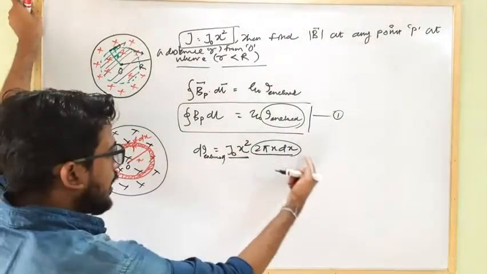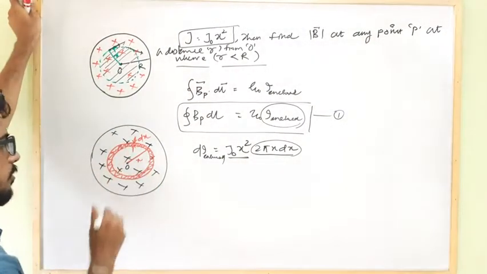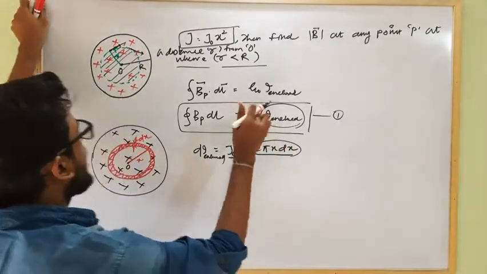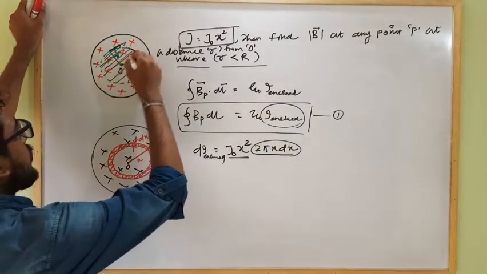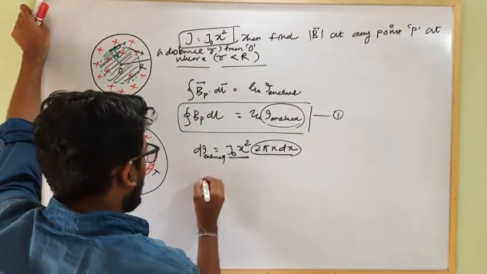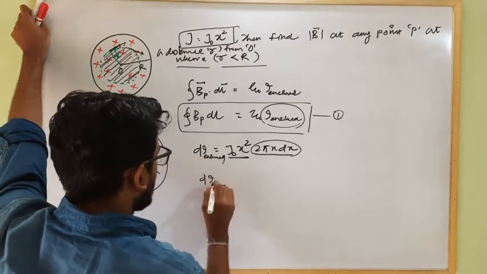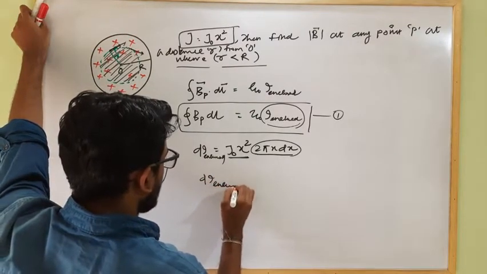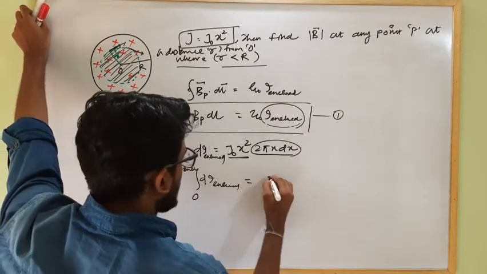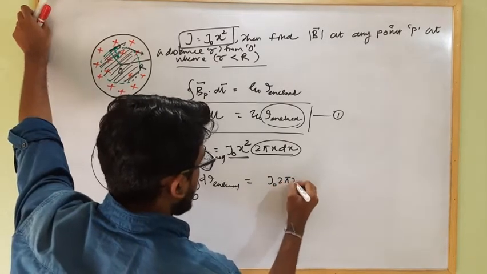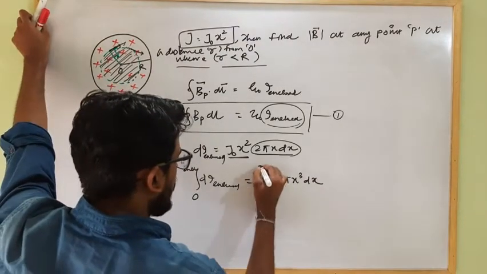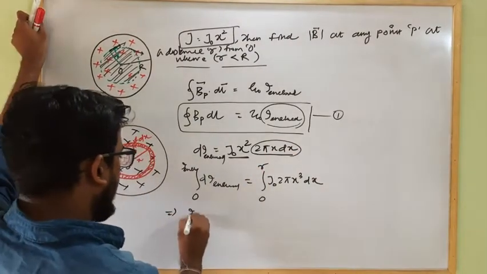This will be the current enclosed by this thin circular strip, but we have to calculate the current enclosed by the area which has a radius small r. So for the total current enclosed, integrating dI enclosed, I enclosed equals the integral of J naught 2 pi x cube dx, where the integration varies from 0 to r. So what is the value of I enclosed?